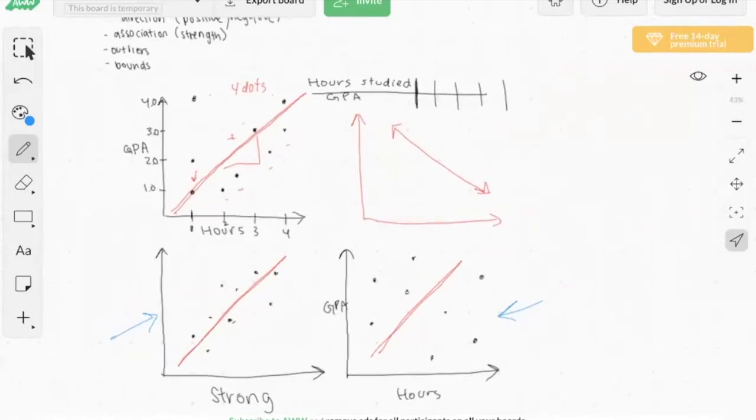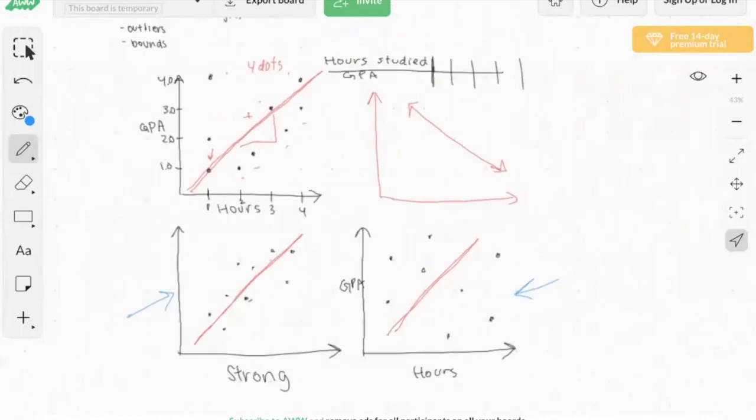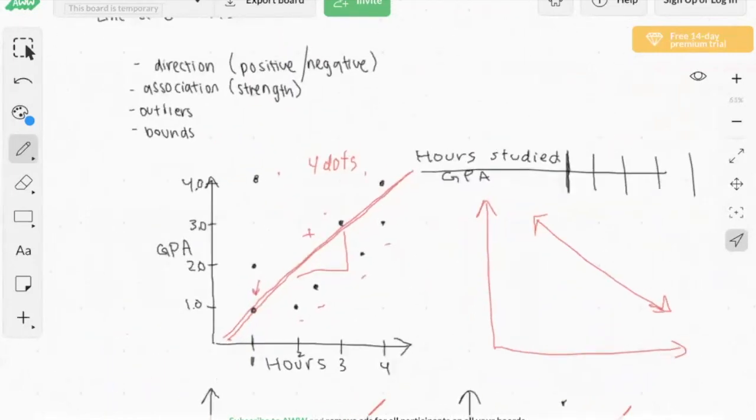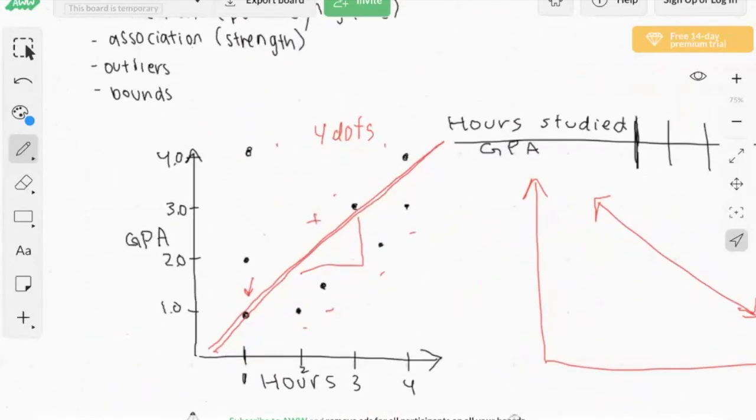Okay, and then outliers, we're actually going to use our first graph over here. So outliers just means that most of the points are near the line of best fit, except for maybe one or two exceptions. If there are more than like half exceptions, then we just know that the association is pretty weak in general.